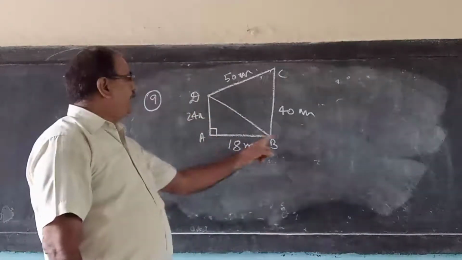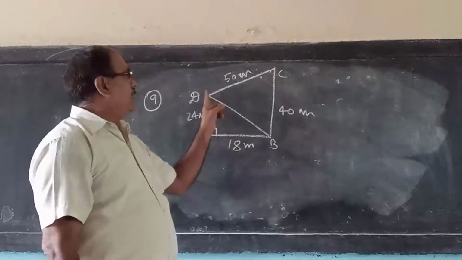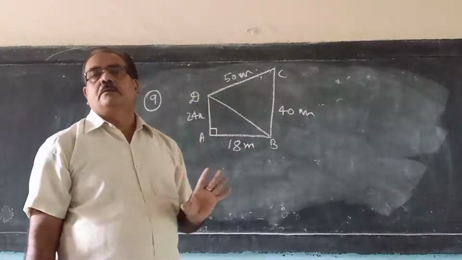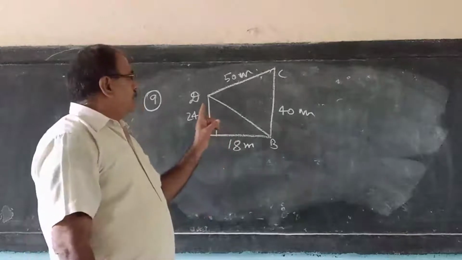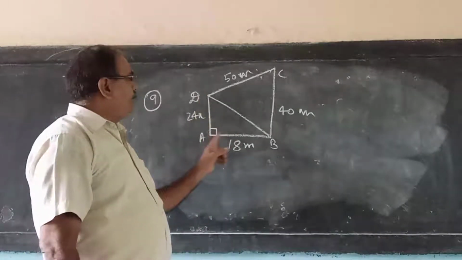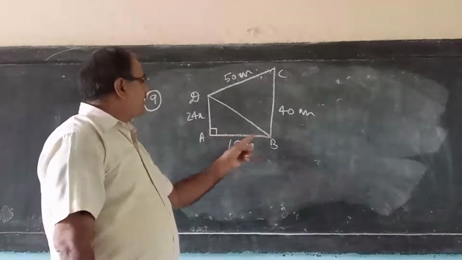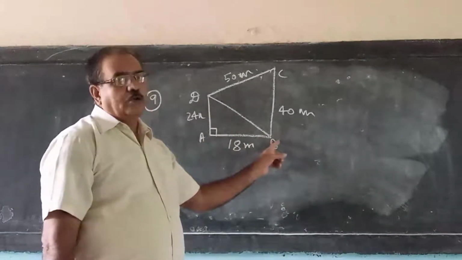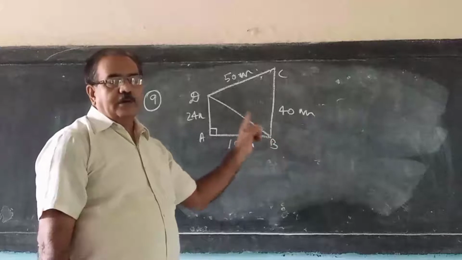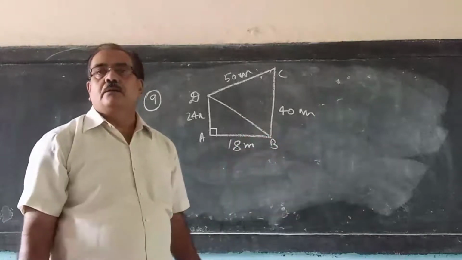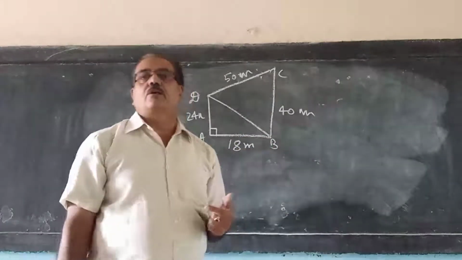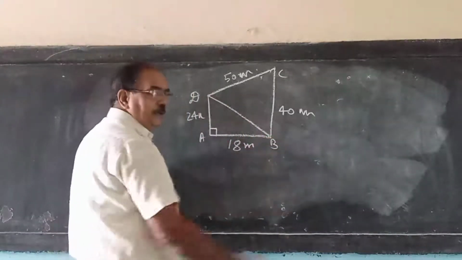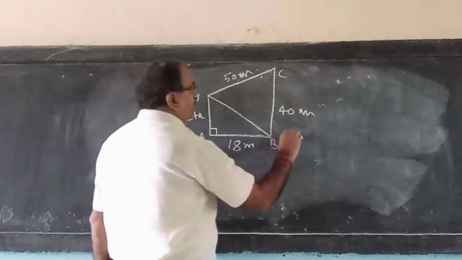Now when we join BD, this quadrilateral is divided into two triangles. One is DAB, a right angle triangle, and the other is DCB, an isosceles triangle. Right? Now in the DAB right angle triangle, two sides 18 and 24 are given. BD length is not given. And what is BD? BD is the hypotenuse. So we can use the Pythagoras theorem to find the length of BD.